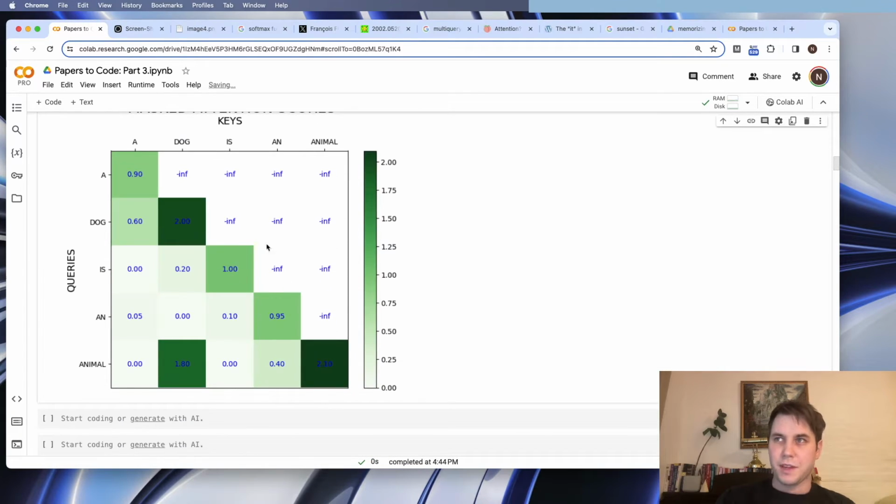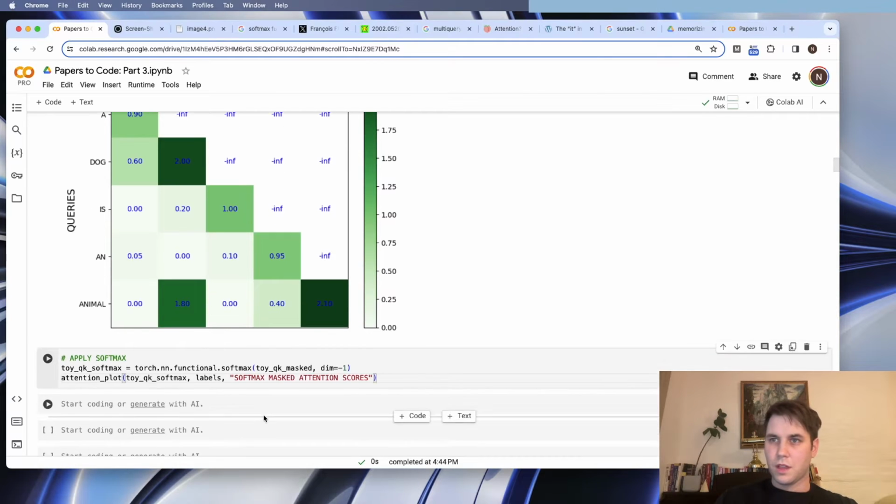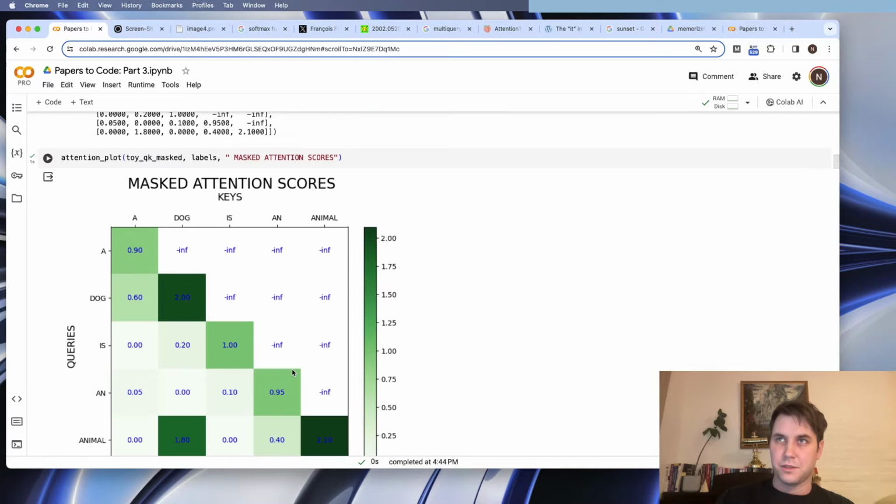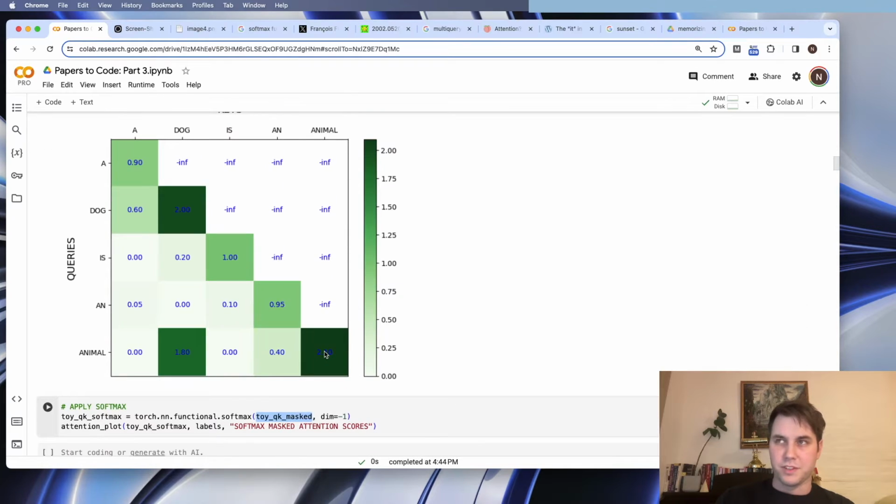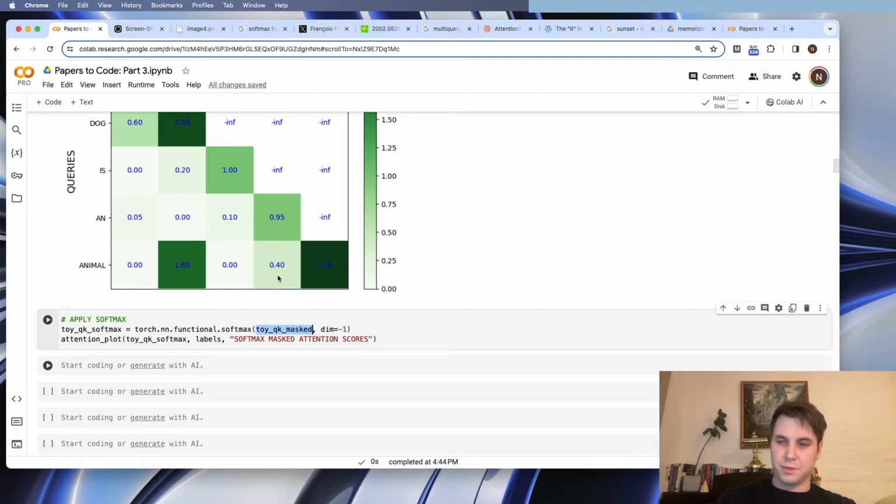Great. It's the same thing, but these upper triangle values have been set to negative infinity. Okay, the last step is to apply softmax. We can do that just by calling torch functional softmax and passing in our toy QK masked. And remember that softmax is going to take all of the values by row, and redistribute them with a sum of 1. So let's see what that looks like.